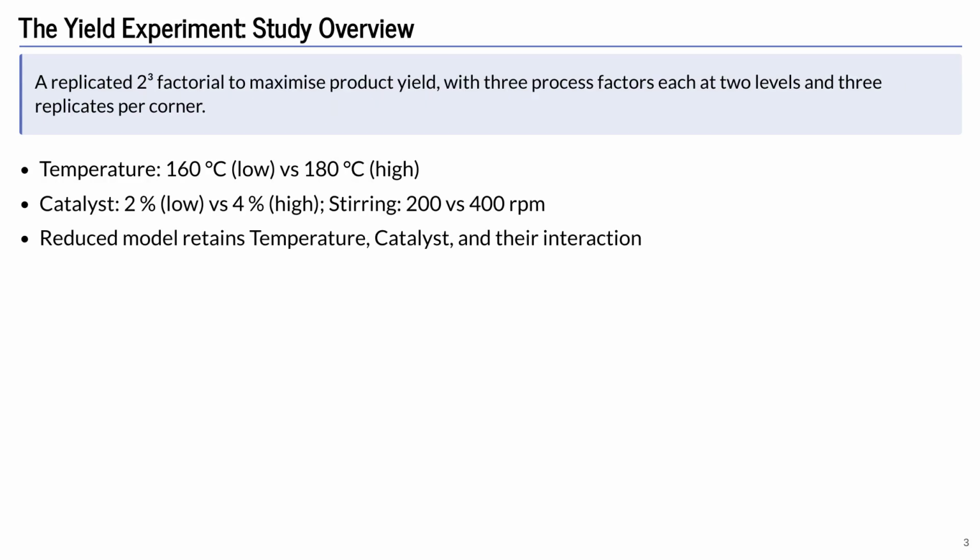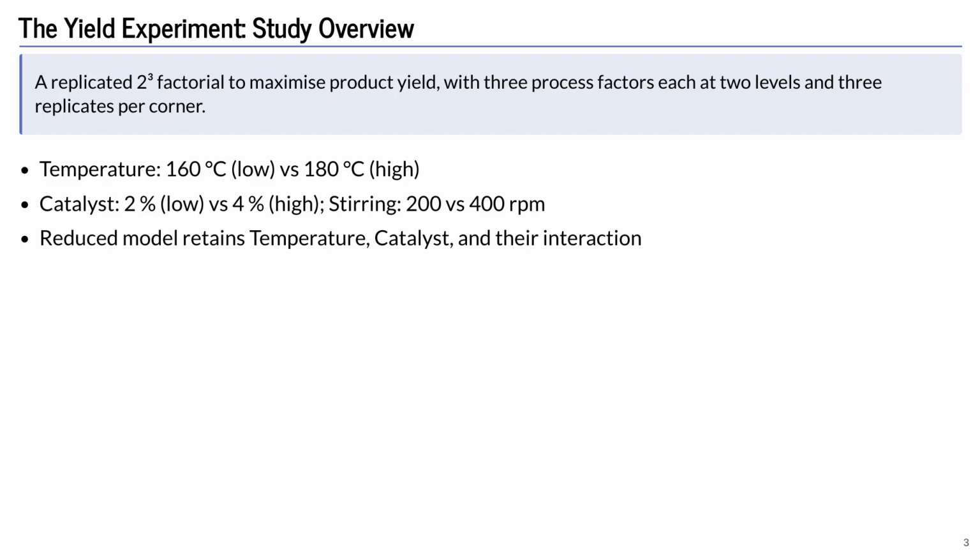Let me set the stage for our running example. A chemical engineer ran a replicated 2 to the 3 factorial experiment to maximize product yield. The three process factors were reaction temperature at 160 and 180 degrees Celsius, catalyst concentration at 2 and 4%, and stirring speed at 200 and 400 revolutions per minute. Each of the 8 corners of the design was replicated 3 times, giving 24 runs in total.